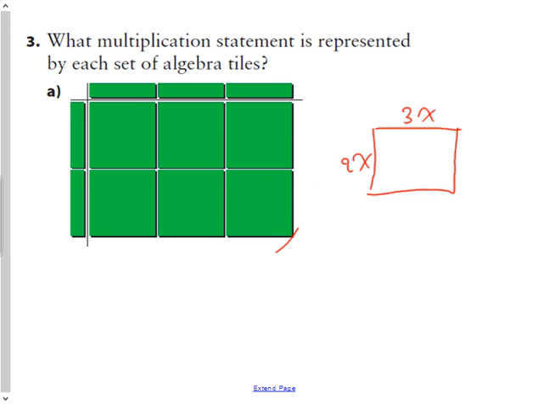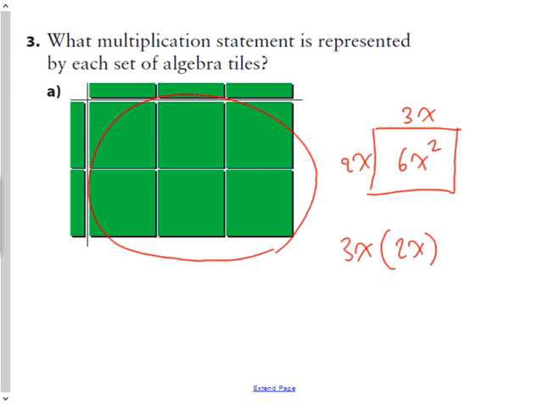And we can clearly see from the algebra tiles that the area, or the inside of this particular rectangle, is 6x squared. So therefore, 3x multiplied by 2x is 6x squared. So what multiplication statement? It would be 3x multiplied by 2x equals 6x squared.